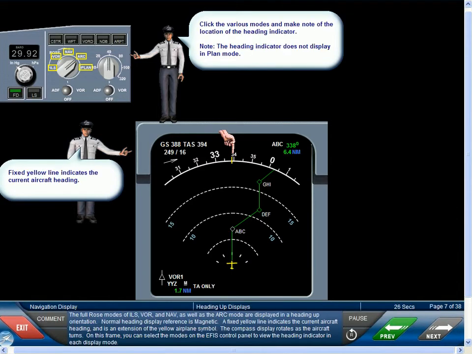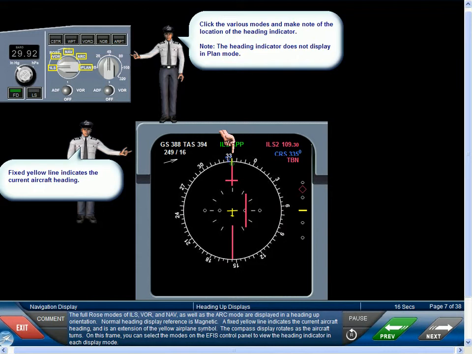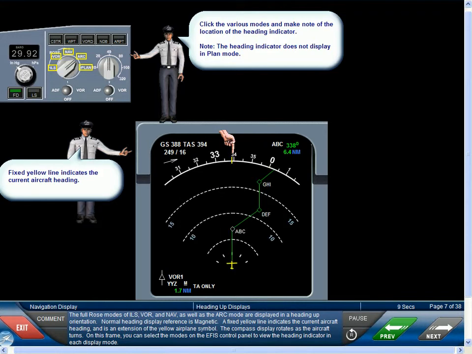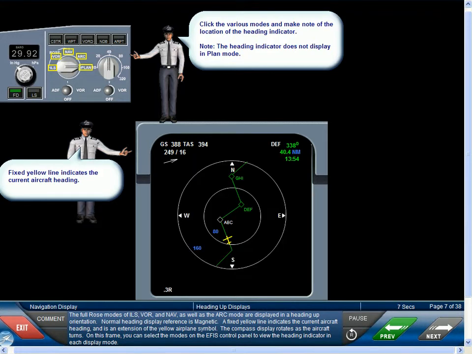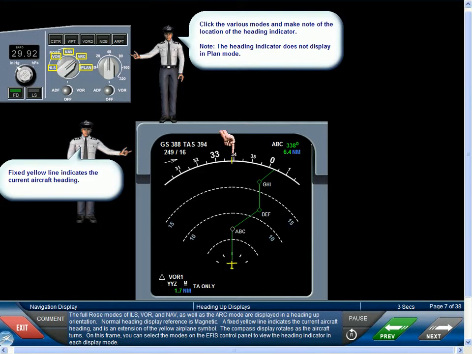The full ROSE modes of ILS, VOR, and NAV, as well as the ARC mode, are displayed in a heading-up orientation. Normal heading display reference is magnetic. A fixed yellow line indicates the current aircraft heading and is an extension of the yellow airplane symbol. The compass display rotates as the aircraft turns. On this frame, you can select the modes on the EFIS control panel to view the heading indicator in each display mode.